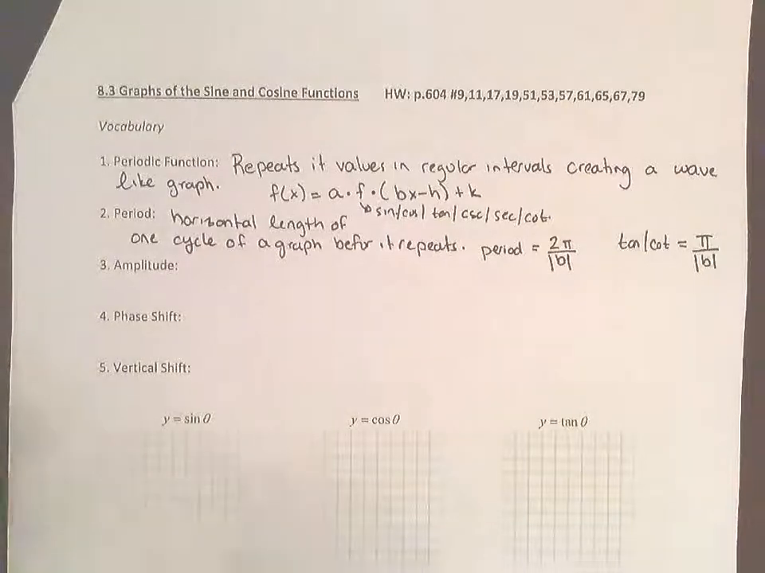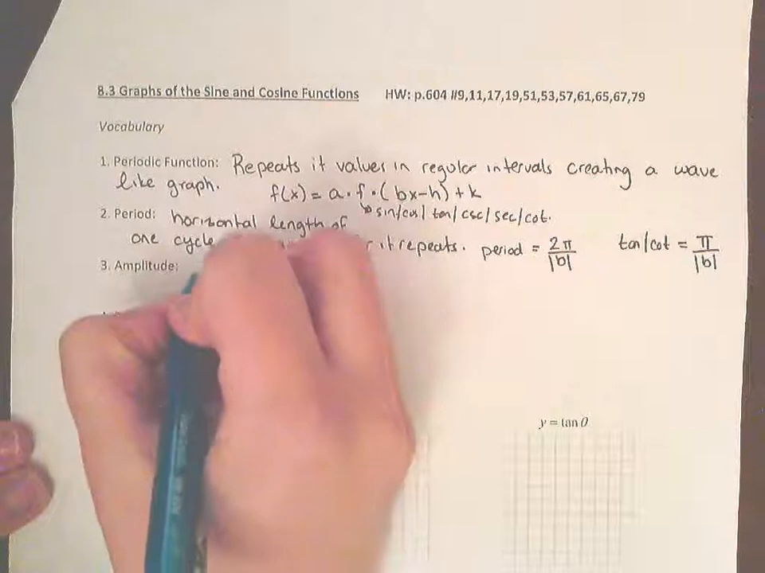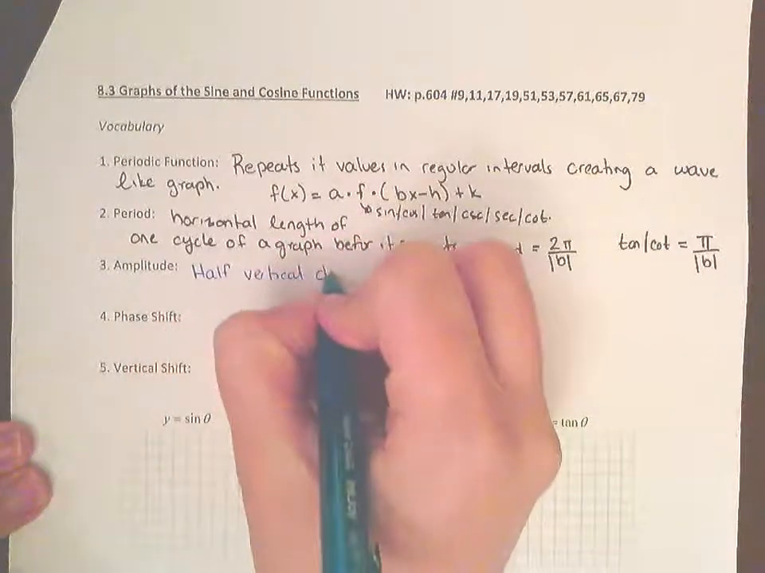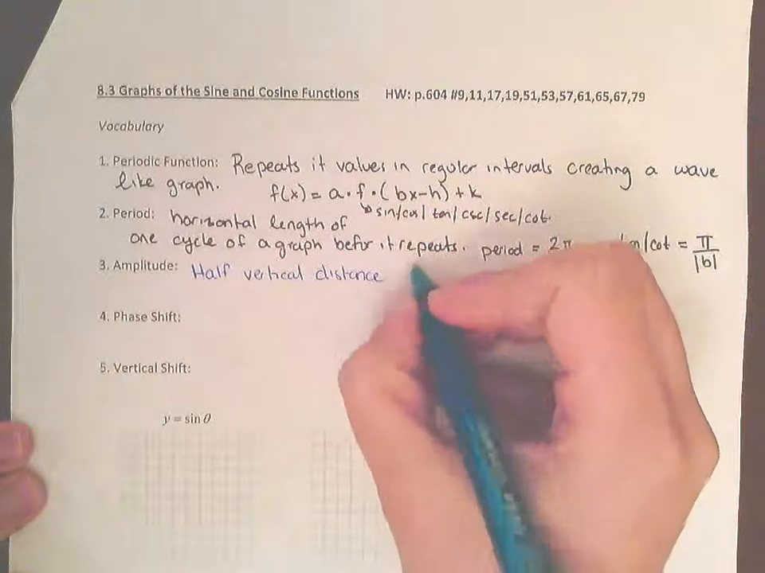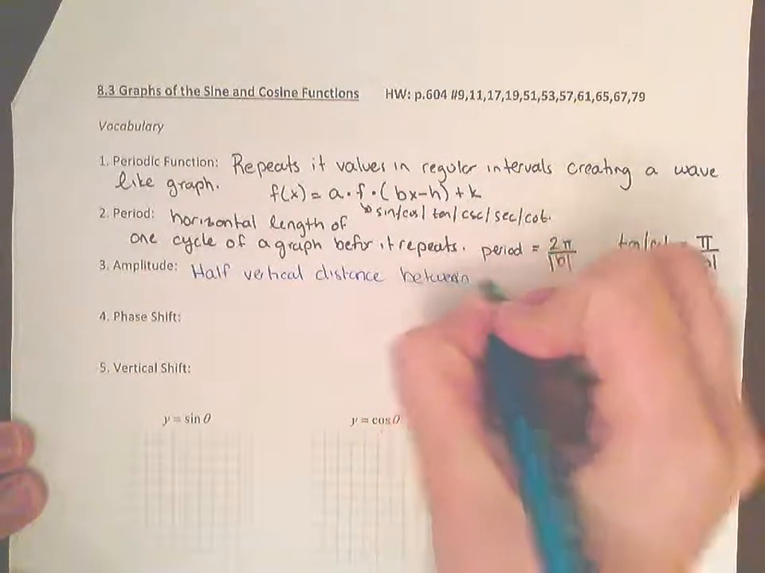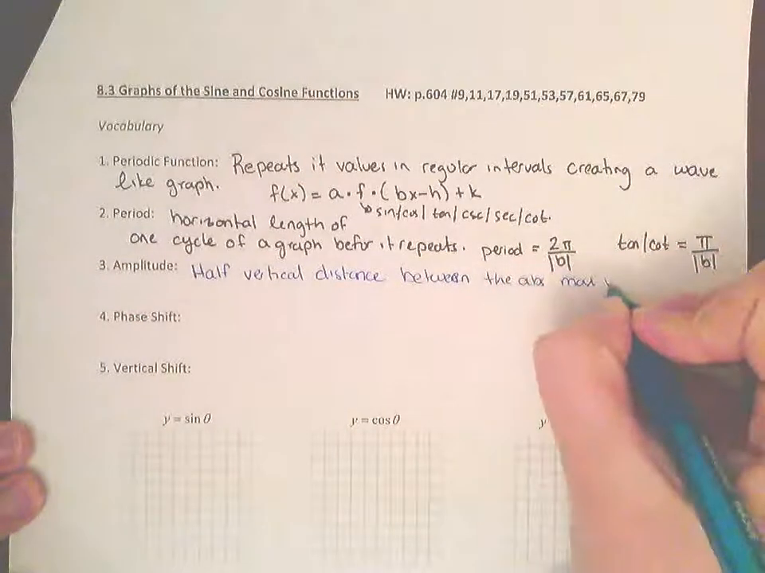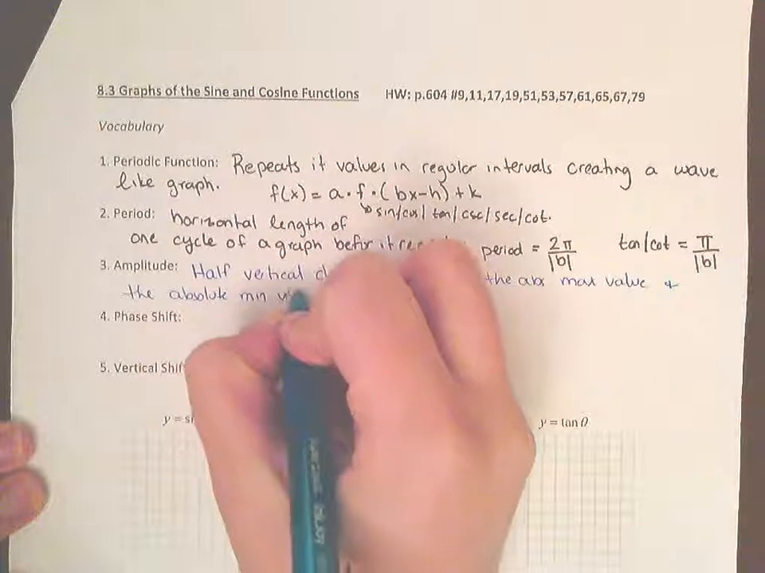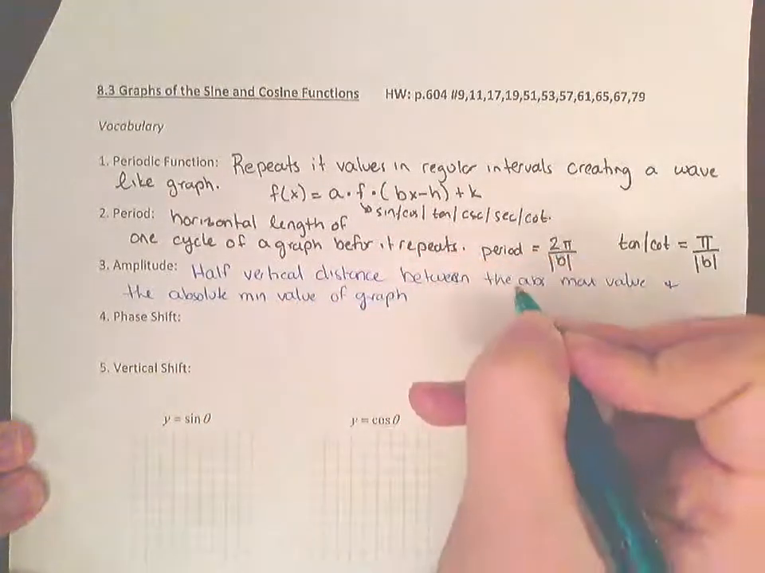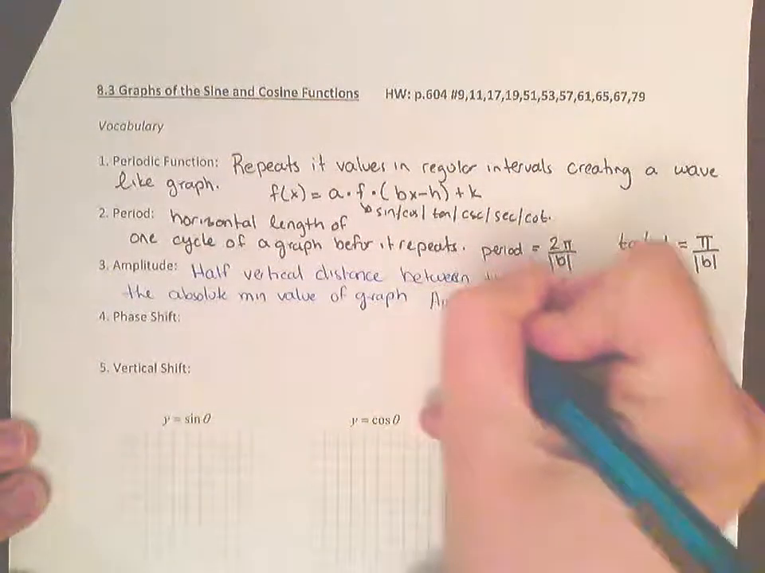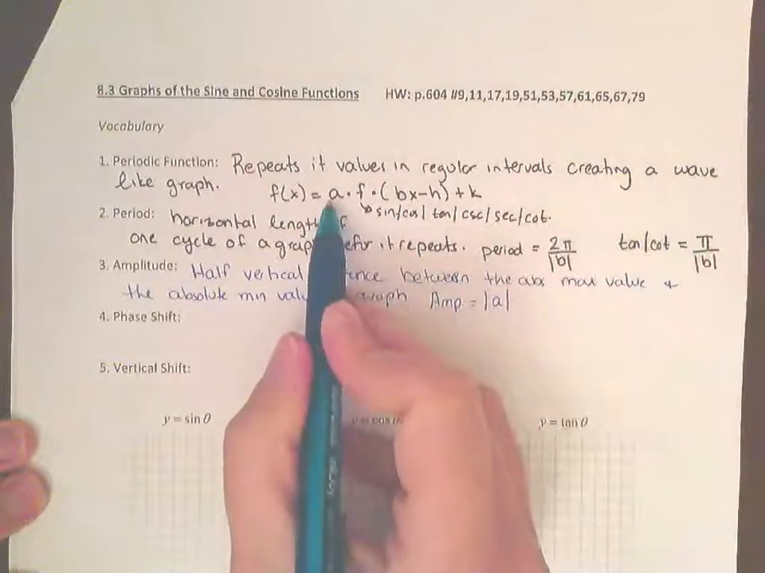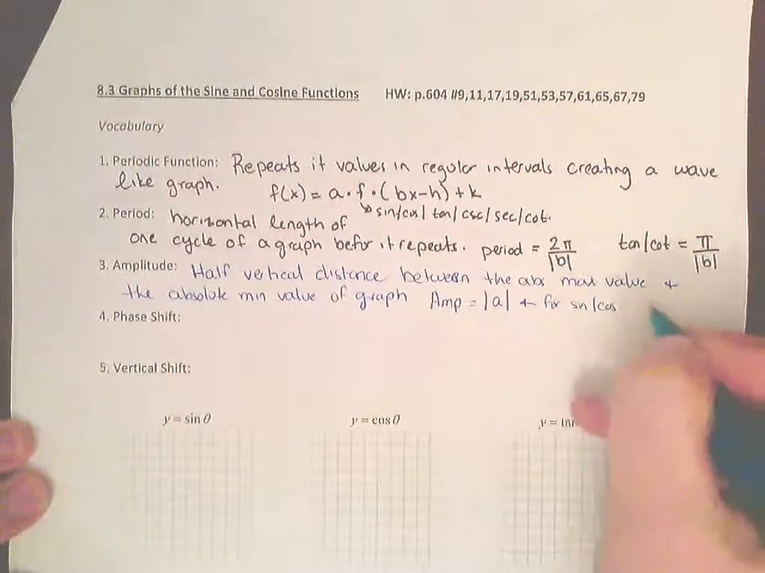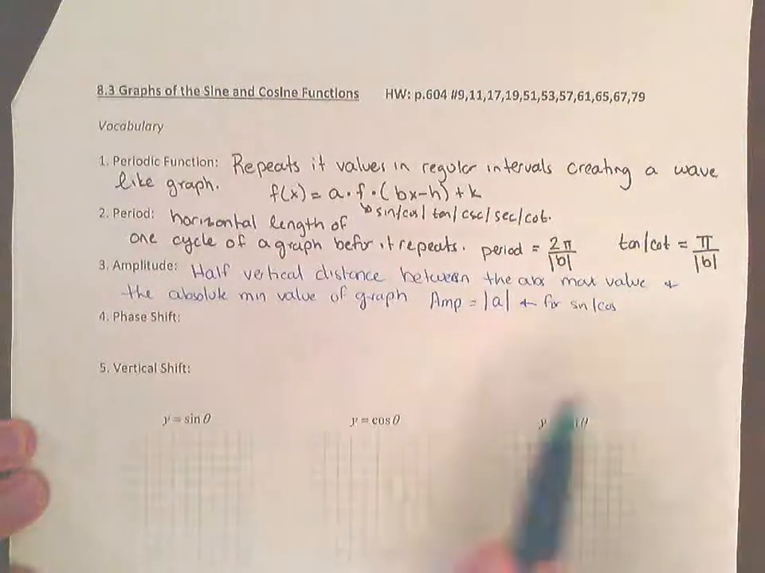All right, next up, we have the amplitude. The amplitude is half the vertical distance between the absolute max value and the absolute min value of the graph. All right, so our amplitude will be the absolute value of whatever our A is, and that is going to be for sine and cosine. The reason I'm not giving you the rest of them is actually we will not be asking you to graph the other functions by hand right now.